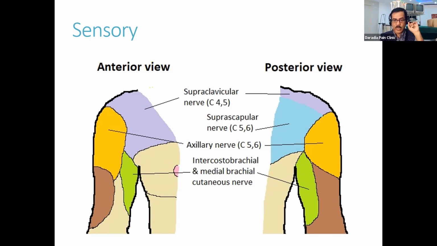We cannot do that because it might be weakening the... I myself did a lot of cases, but nowadays for the last 2 years we are not doing the suprascapular nerve block anymore in the supraspinatus, at the notch. Okay, so this is your sensory supply.